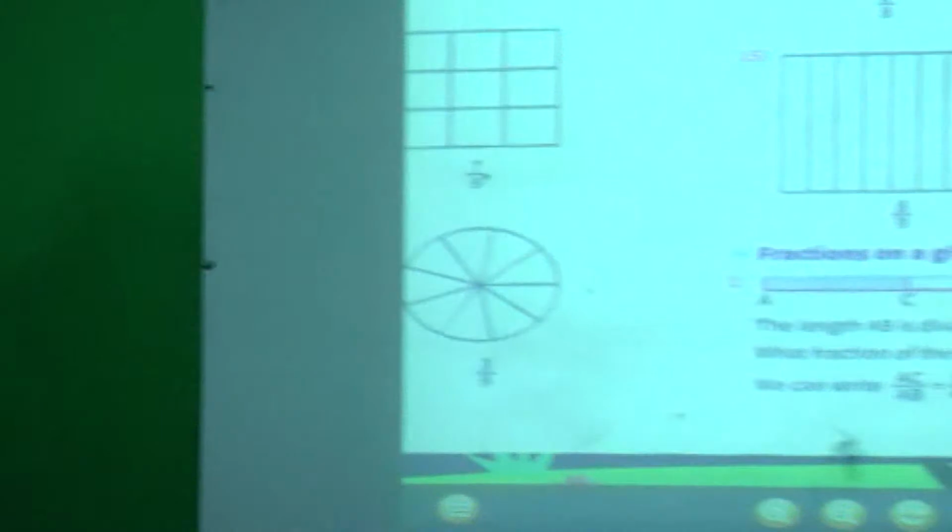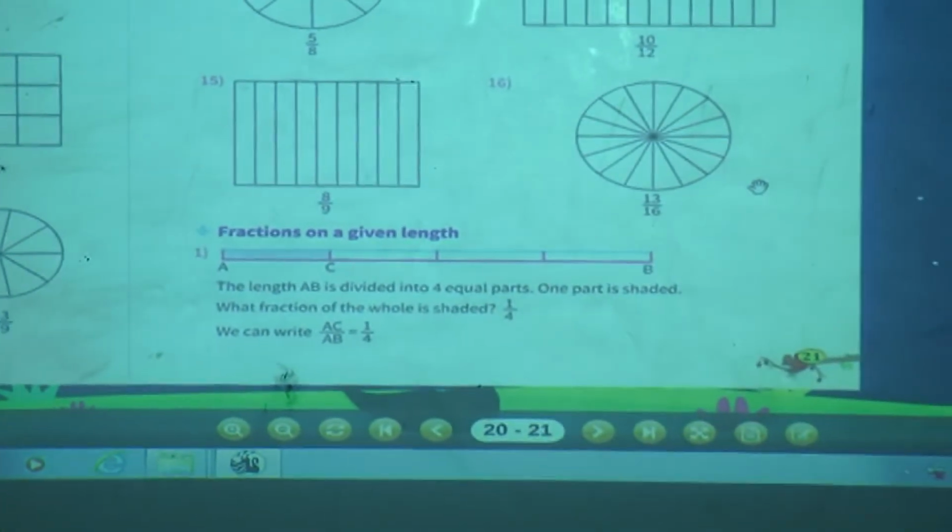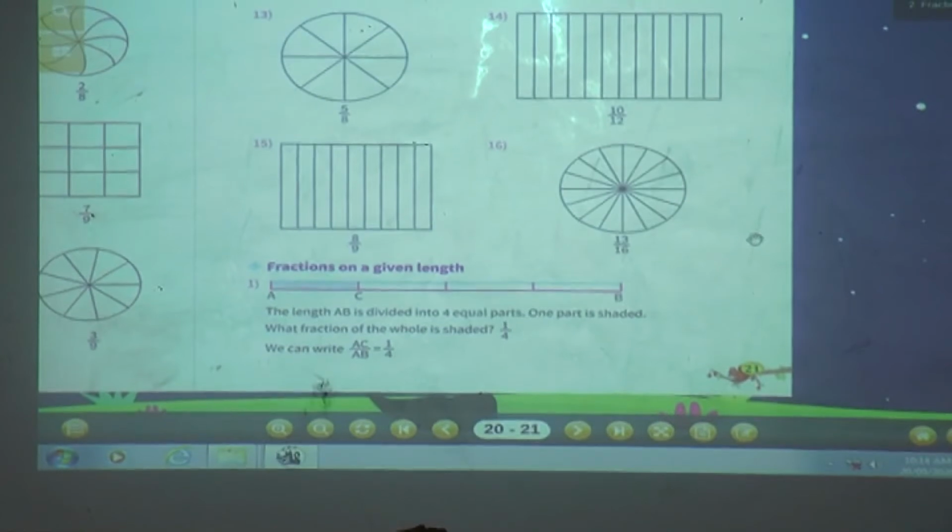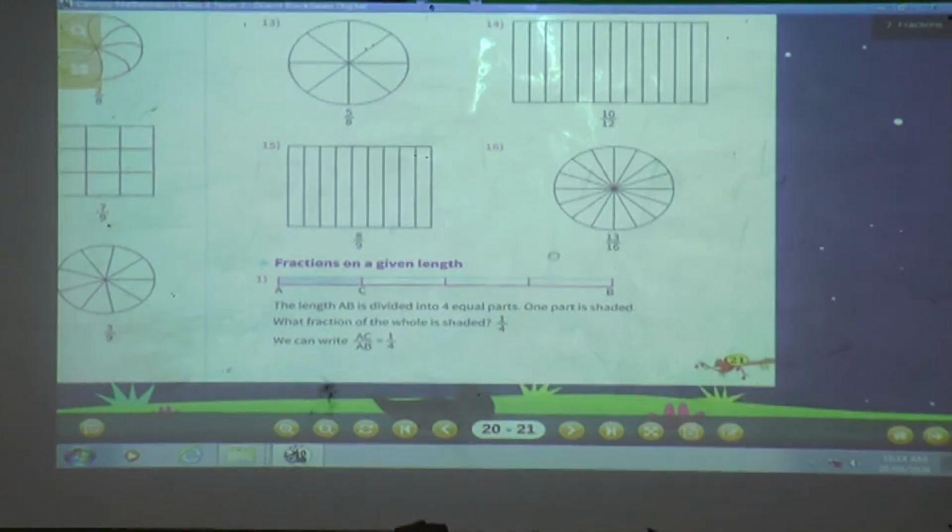Dear students, in our last session we have completed exercise 2.5. Now today we will see the next part. So open your textbook, page number 21 and look at the board now here. Fraction on a given length. Today we will see the fraction on a given length.